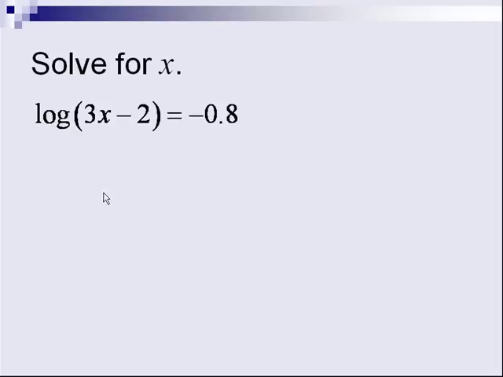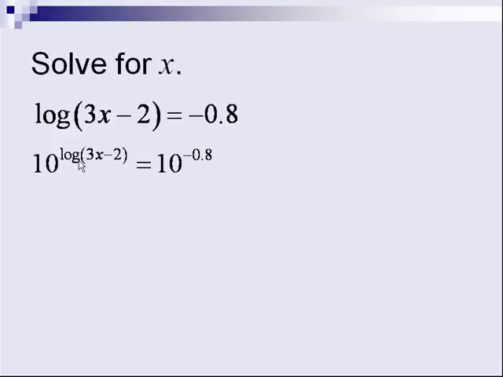That means I can just take this base, in this case it's a base 10, and raise it to each side here. So we'll get 10 to the log of 3x minus 2 on the left side, 10 to the negative 0.8 on the right side.